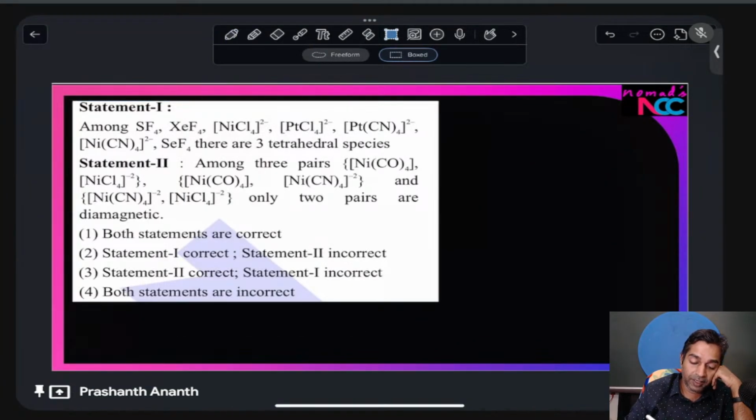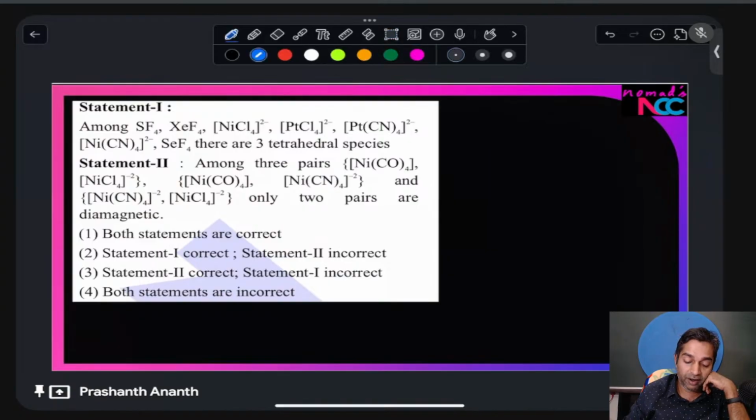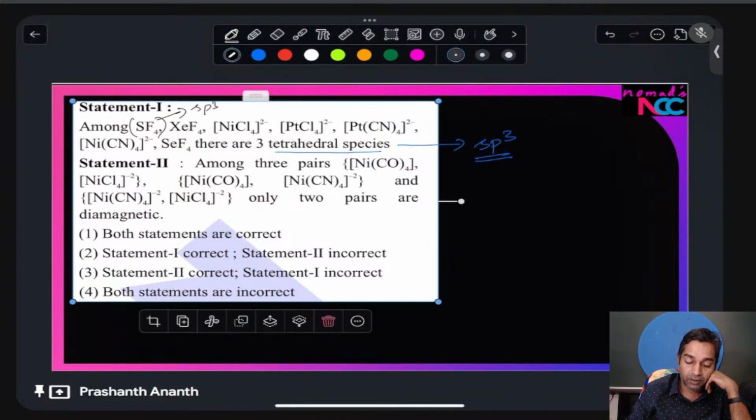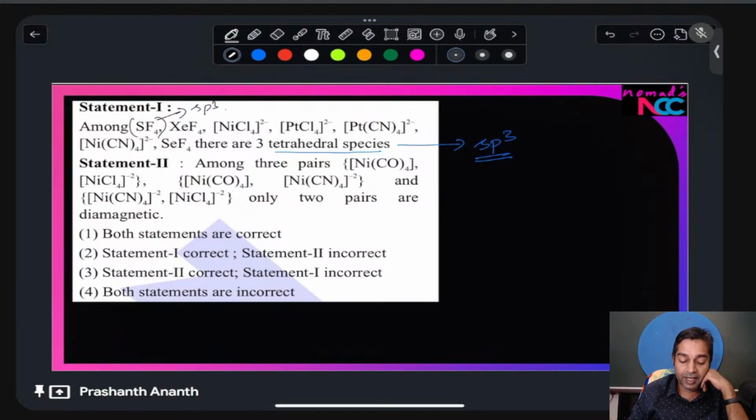In this particular case, the three compounds which are tetrahedral. Tetrahedral means you have sp3 hybridization. So if it's supposed to be sp3 hybridization, let's have a look. SF4 has one lone pair, so this is sp3d hybridized. XeF4 has two lone pairs, so this is sp3d2.